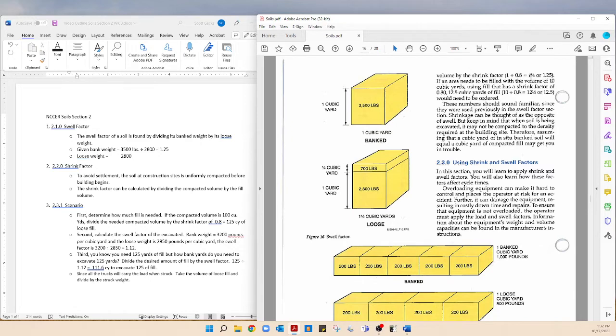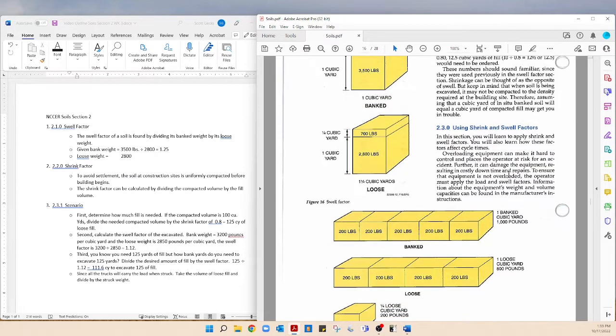If an area needs to be filled with the volume of 10 cubic yards using fill that has a shrink factor of 0.8, 12.5 cubic yards of fill will be needed because 10 divided by 0.8 is 12.5. These numbers should sound familiar since they were used previously in the swell factor, and that's what I just said.